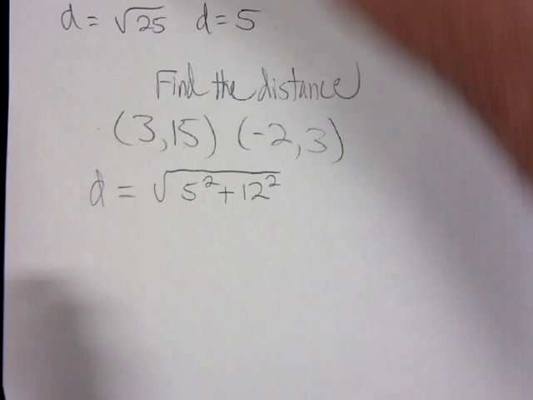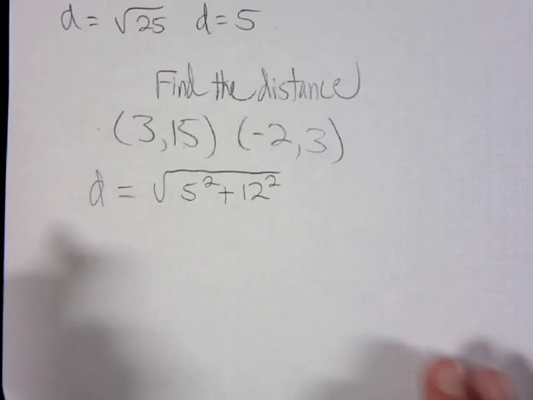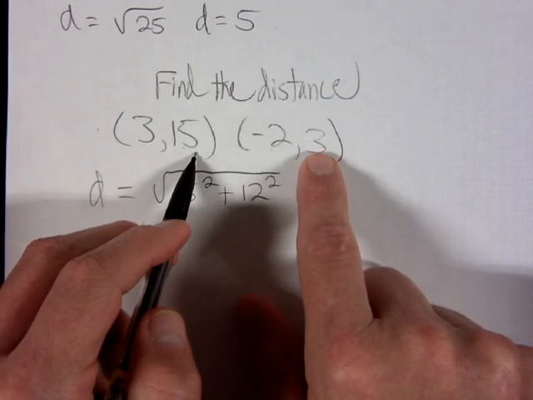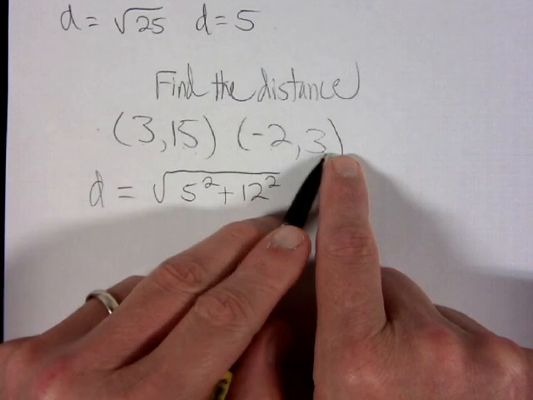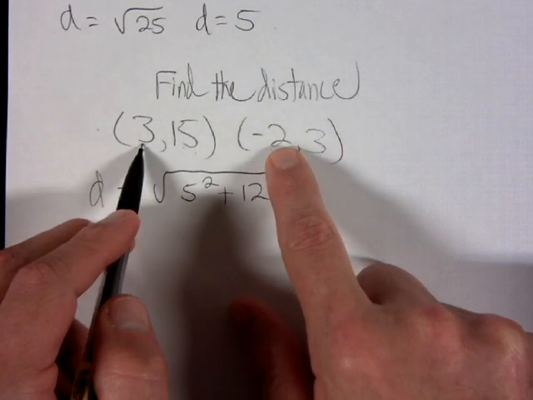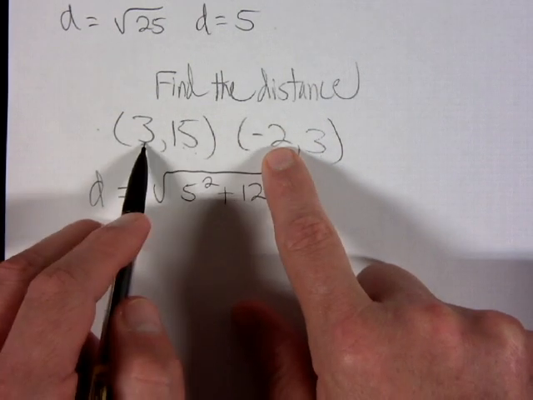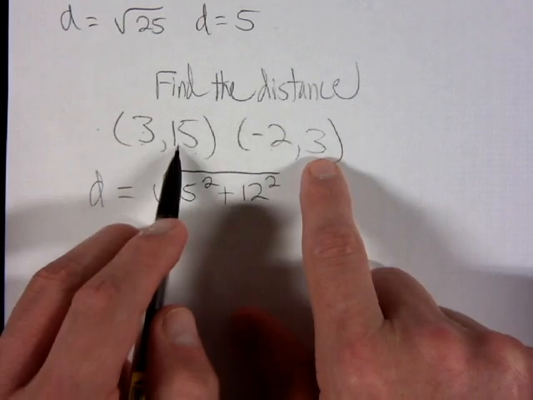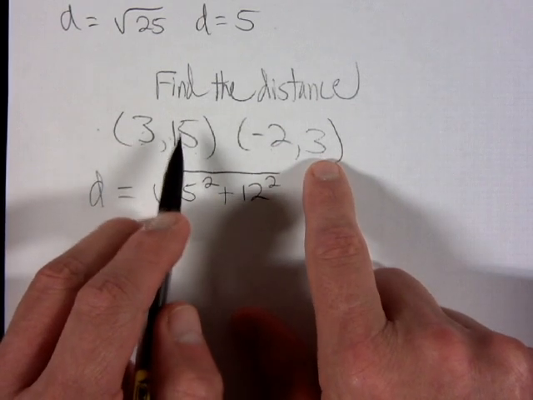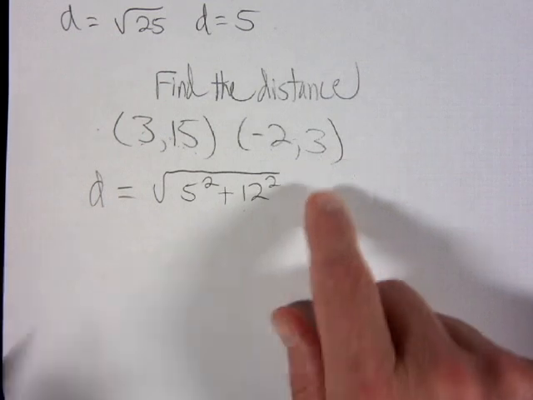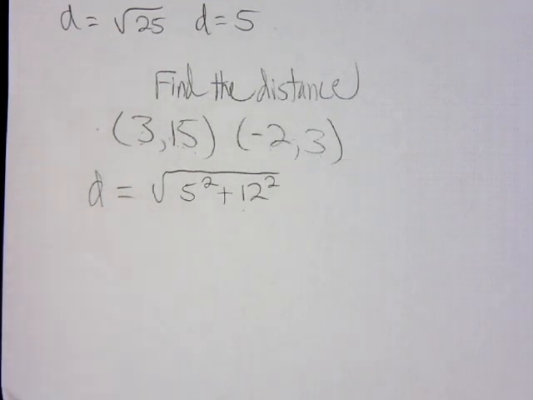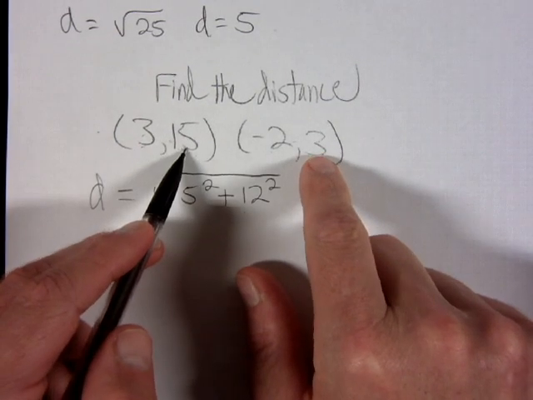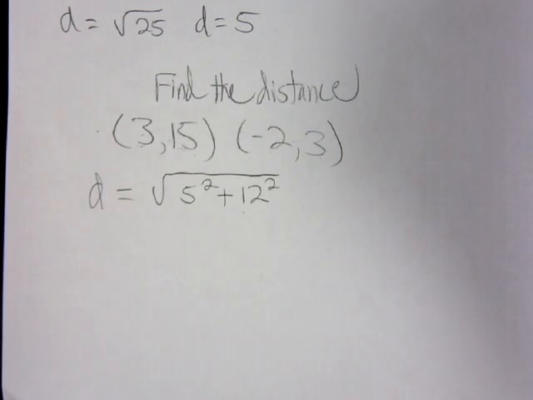And by the way, if you want a shortcut to get the change, if the signs are the same, subtract the numbers. If the signs are different, add the numbers. So here the signs are different. 3 plus 2 makes 5. Here the signs are the same. So 15 minus 3 is 12. So that's a shortcut to get the change. If the signs are the same, subtract the numbers. If the signs are different, add the numbers.